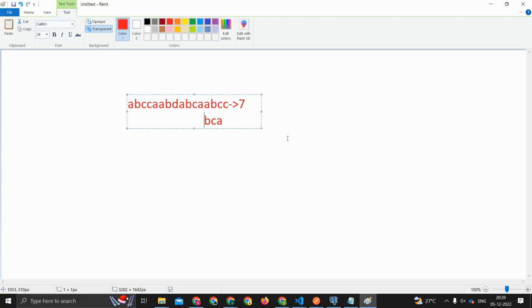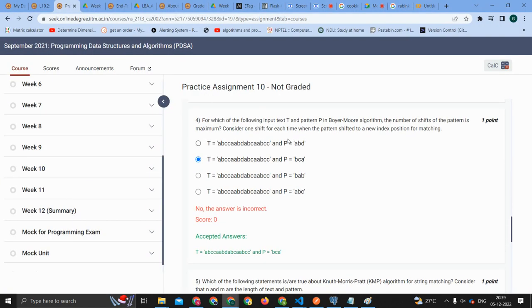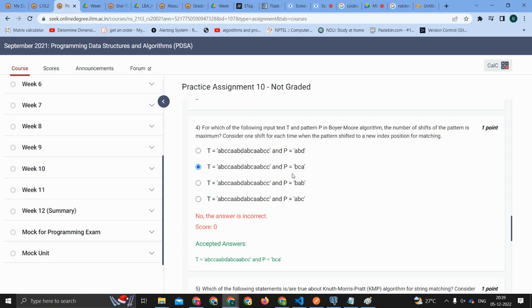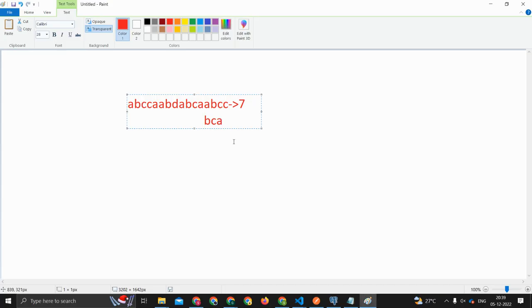But can we say it is a maximum or minimum? By finding out the pattern exactly, we cannot say. To calculate for each pattern and text, we have to match and calculate. Is there any other shortcut or trick? No, even this is the easier one. It won't take too much time. In order to explain it, it's taking too much time.